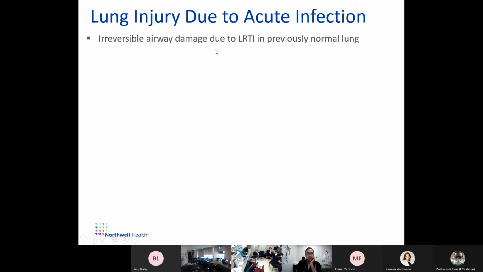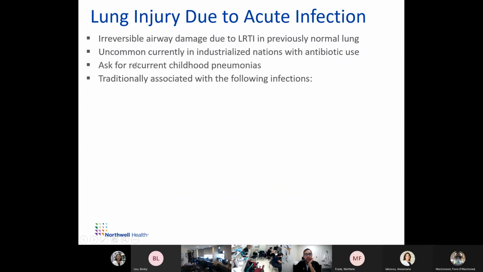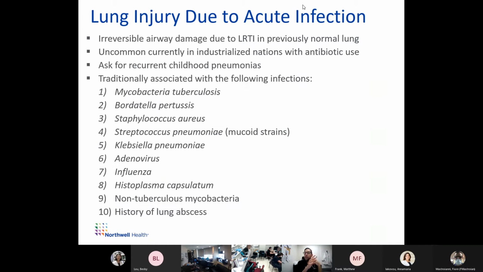So first, we'll focus on lung injury due to acute infection. And here you see irreversible airway damage due to lower respiratory tract infections in a previously normal lung. It's relatively uncommon now with antibiotic use. You want to ask these patients if they had recurrent childhood pneumonias. And traditionally, we see this very commonly, for example, with patients who had a history of TB. But in the past, whooping cough that was not able to be treated with antibiotics, staph, strep, even adenovirus or history of influenza can cause this. And then, of course, like we know, non-tuberculous mycobacteria, and then anybody who had a severe pneumonia, necrotizing pneumonia, or lung abscess can have secondary bronchiectasis from the acute insult.